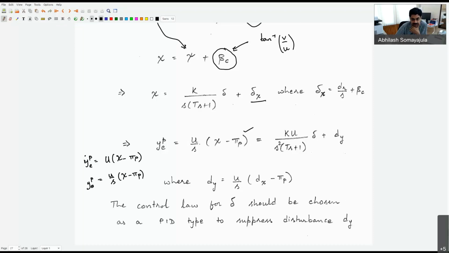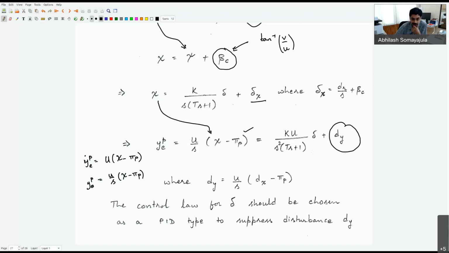Everybody with me so far? Okay. From there, I'm simply substituting the value of chi in here in order to get this value, and whatever terms are not depending on delta, I'm putting all of that together and calling it a disturbance in y.